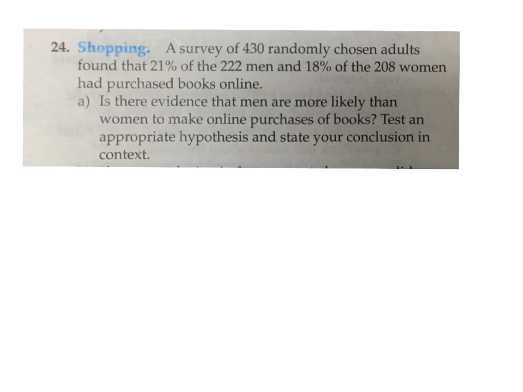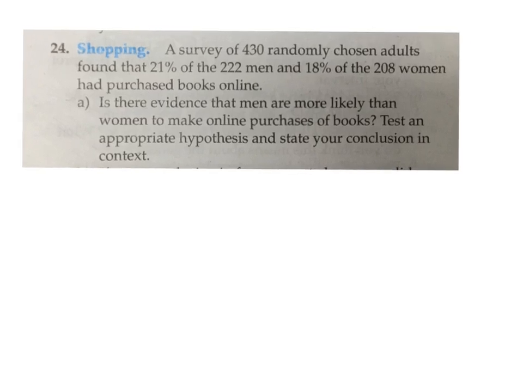So we have a survey of 430 randomly chosen adults that found that 21% of 222 men, and then 18% of 208 women. So we have two separate sample sizes and two separate proportions. That's what makes it a two-proportion z-test, as opposed to a one-proportion z-test. If they didn't give you the 222 and just were asking you to compare this sample to the 21% of men, then it would be a one-proportion z-test.